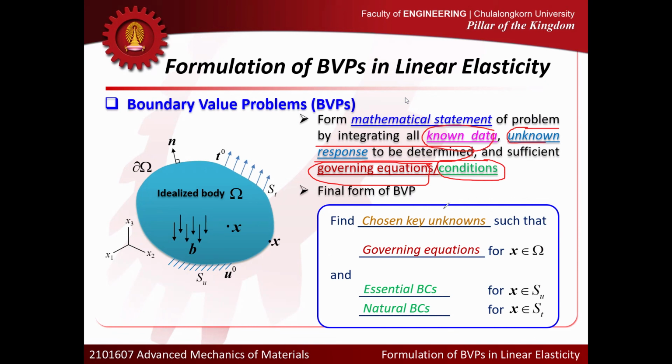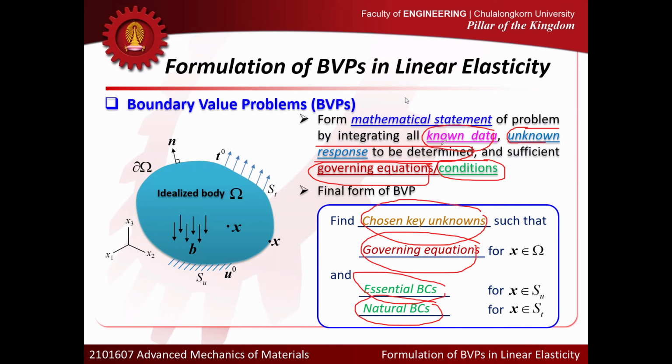So you need to tell me what is this, what is that, and that, and that. So you need to completely identify or put all the information in what I just emphasized here, okay? This is the final form of the boundary value problem. Okay, you have to present it in this way.